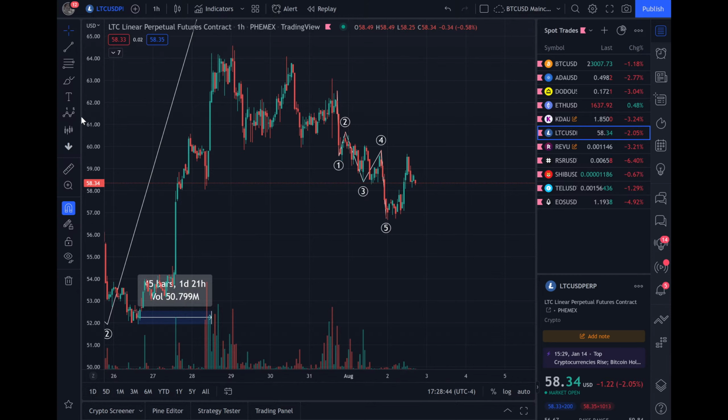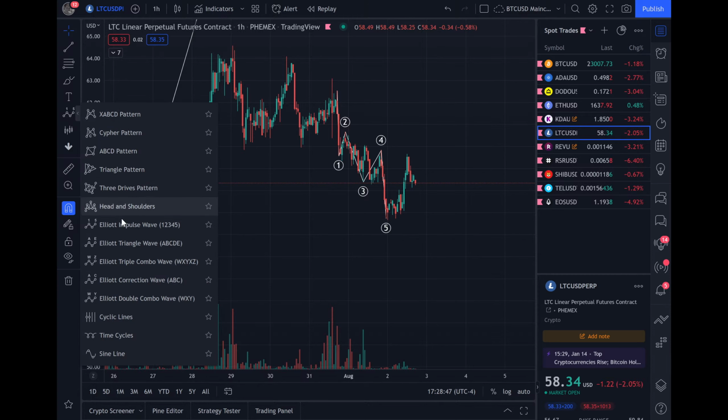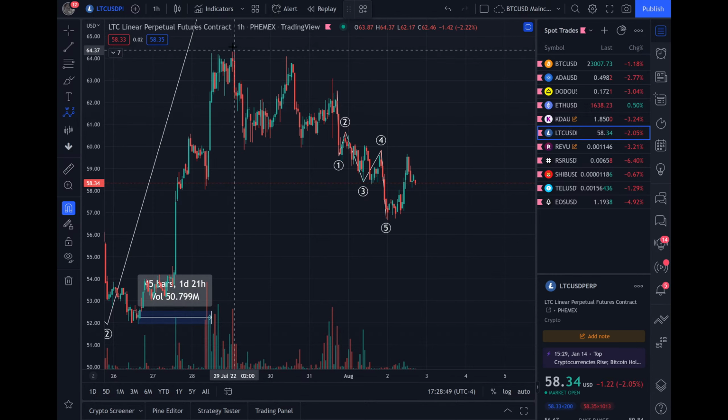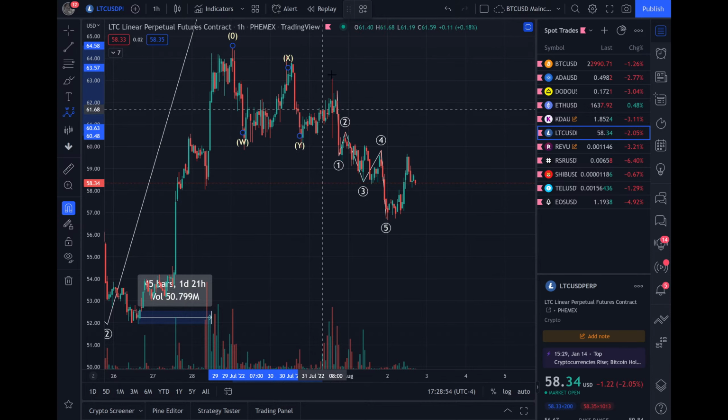Right? You had your WXYXZ, just like in Bitcoin and in Ethereum, up here. WXY. That X2 was like 1, 2, 3 right here. And then your Z wave, your impulse comes down here. Okay? And so you have your consolidation reversal happening over here. Okay?